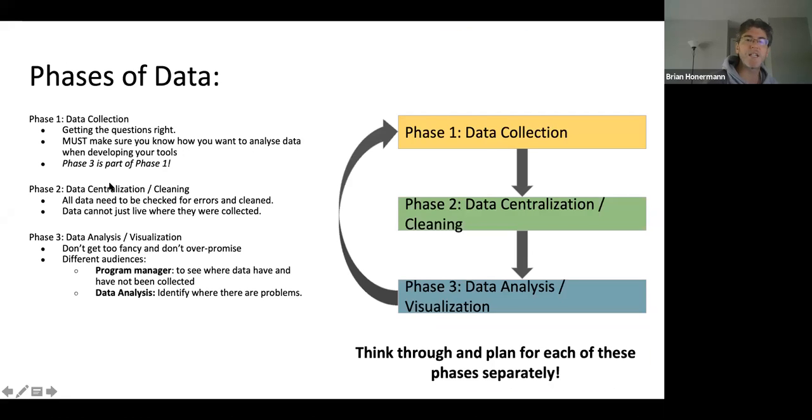And then the data can't live in electronic data storage. It can't live where it was stored. So ComCare, all of those, they're good for storing the raw data. They're not good for storing the processed data. And so you have to have a separate data storage plan for those.